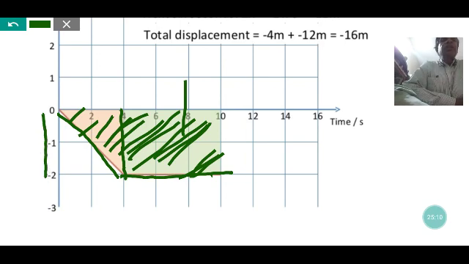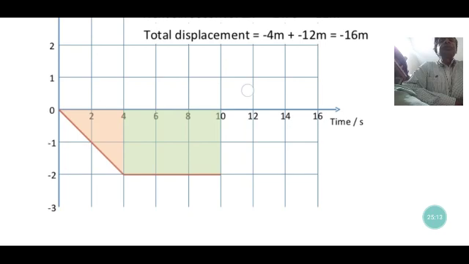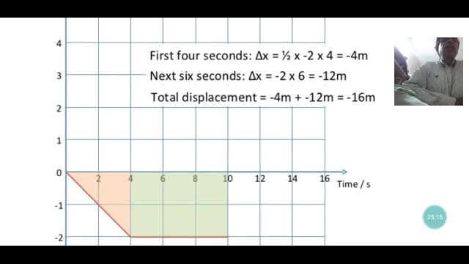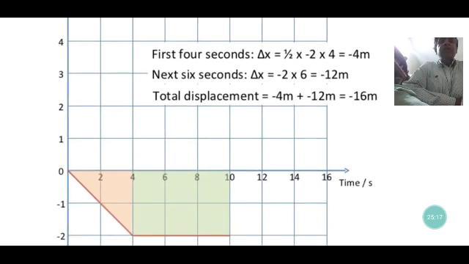Now the area is calculated like this: half into minus 2, because this velocity is minus 2 and time is always positive. Time is never negative. So half into minus 2 into 4 gives minus 4. This area, the pink triangle, gives the displacement covered during the time between 0 and 4 seconds.